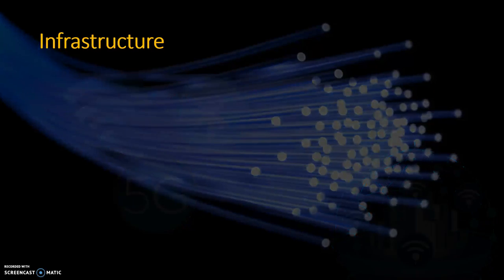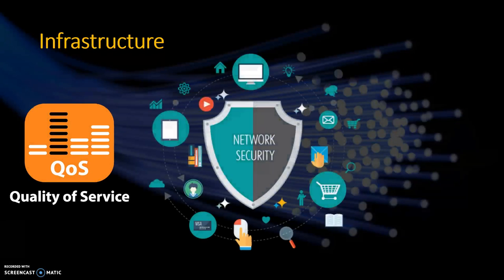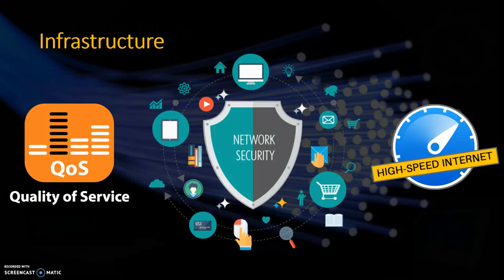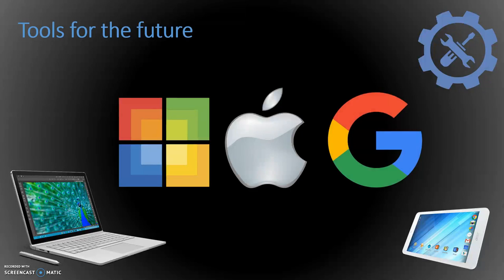The infrastructure also, you must consider quality of service. The system doesn't work if it goes down constantly. Network security is always a top priority. And of course, high-speed internet. Everybody demands high speed, and the faster the better. So constant upgrades must be considered. All these infrastructure parts need to be put in place before we can consider the tools of the future.